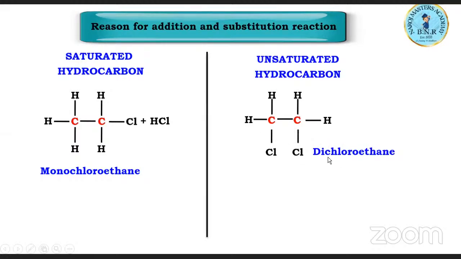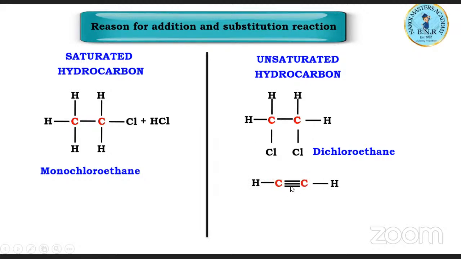Dichloro. 2 chlorines means dichloroethane now. It is changed into ane. Is it a double bond or single bond structure now? Single bond structure. So can we say it is saturated now? Yes, sir. A saturated hydrocarbon.